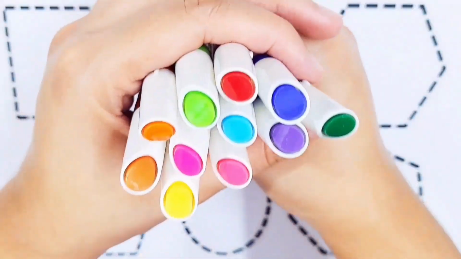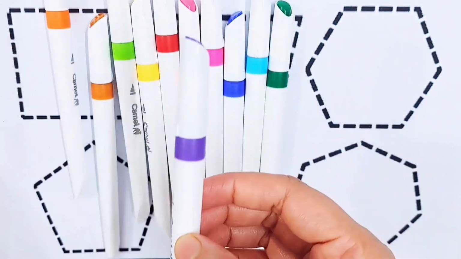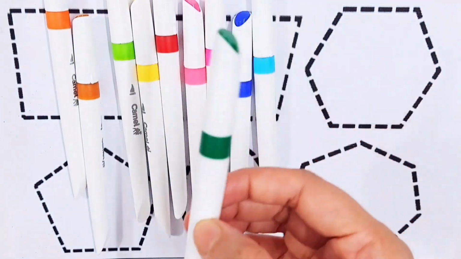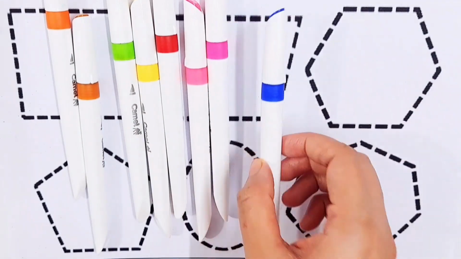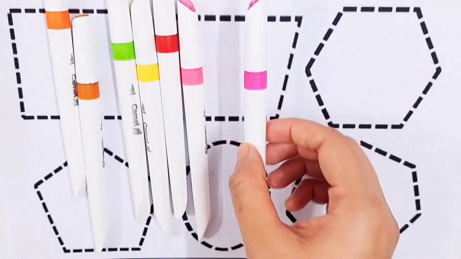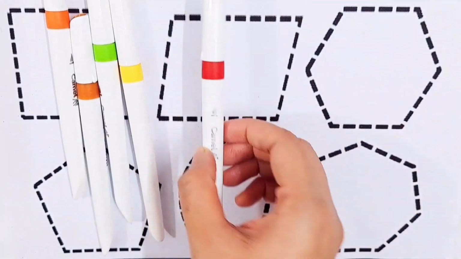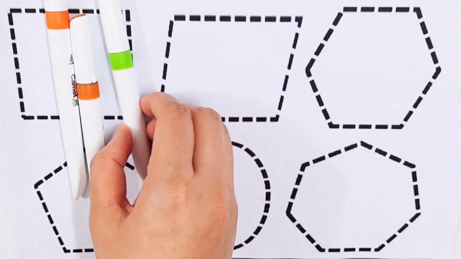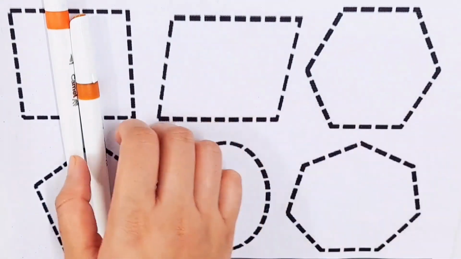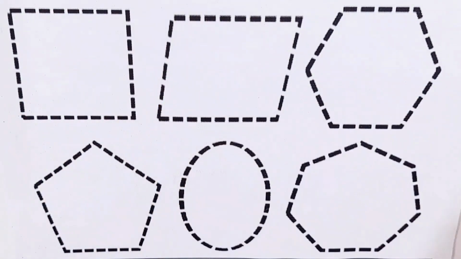Kids, let's learn some colors name. Violet color, dark green color, sky blue color, dark blue color, purple color, pink color, red color, yellow color, light green color, brown color, orange color.